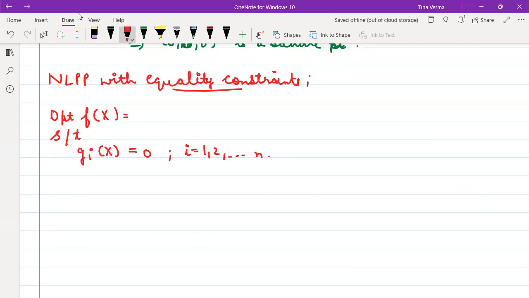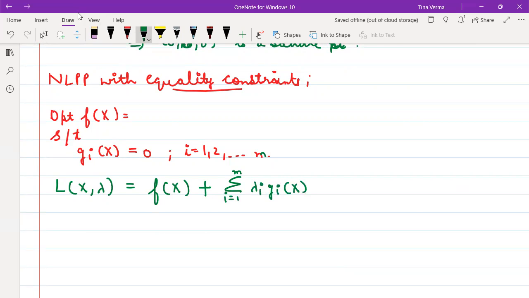And any of your f(x) or any of your g(x) can be nonlinear, right? So what we will do in this case, we will create a Lagrange function L(x, λ), and that will be the optimization function which we have, plus we will multiply λ with every constraint and sum. That means summation i equal to 1 to m of λ_i times g_i(x). Clear?